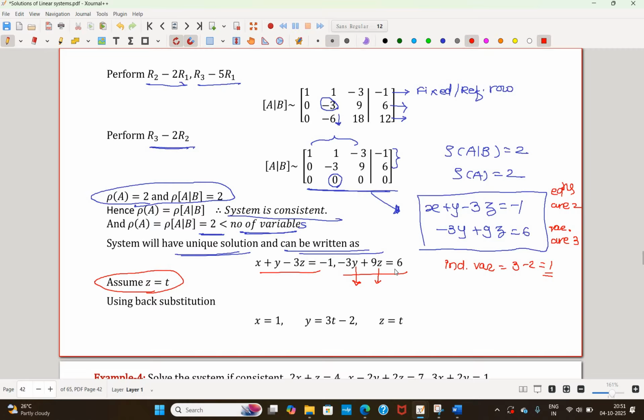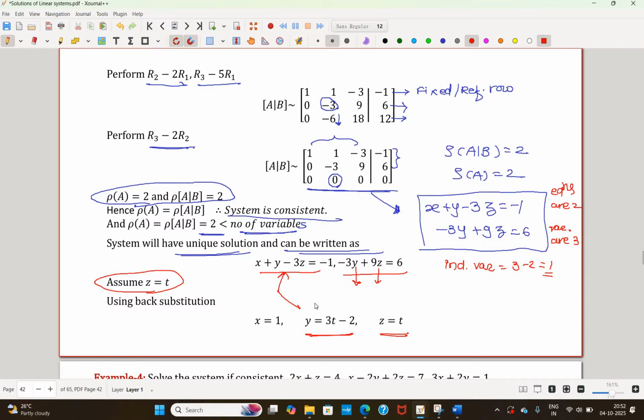y you will get as, z is equal to t हम assume कर रहे हैं. So this is 6 minus 9t, that's right, and minus 3 से हम divide कर रहे हैं, so 3t minus 2, that's right. And both of these values we are putting in equation 1, correct? So y is equal to 3t minus 2 and z is equal to t.